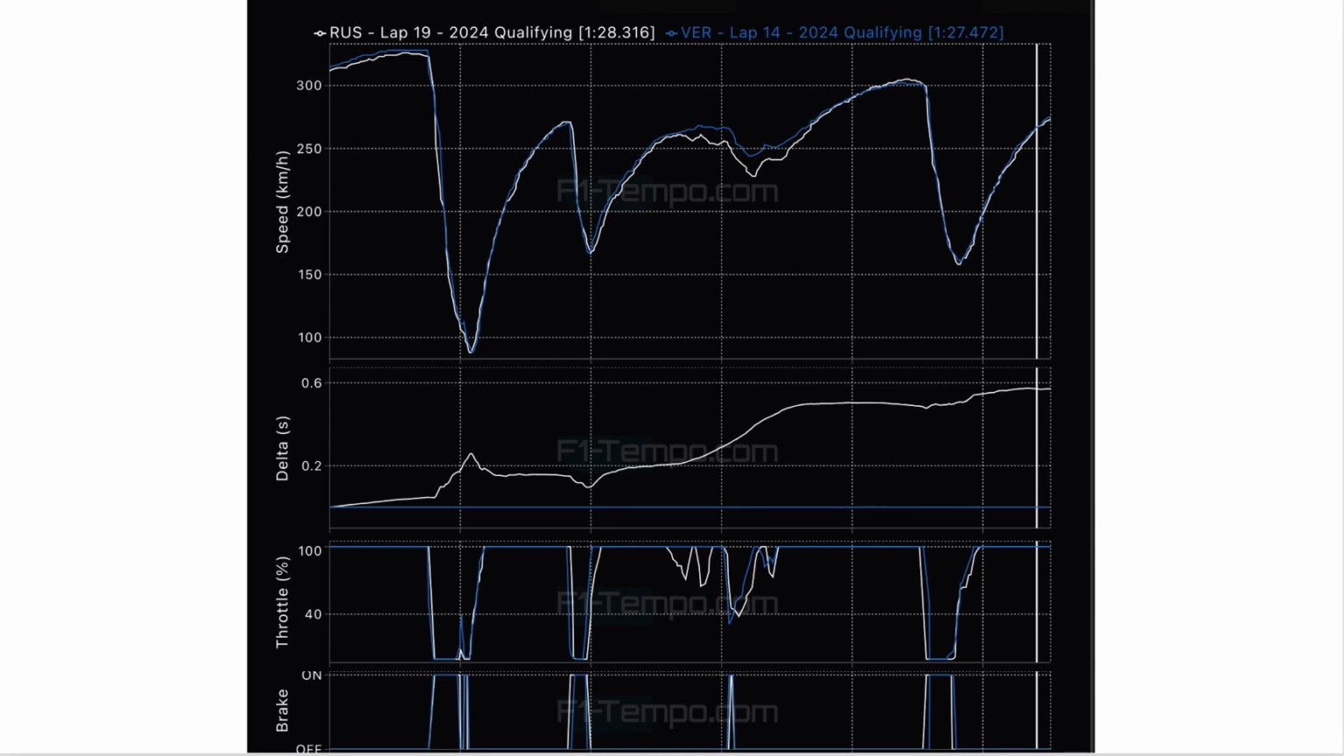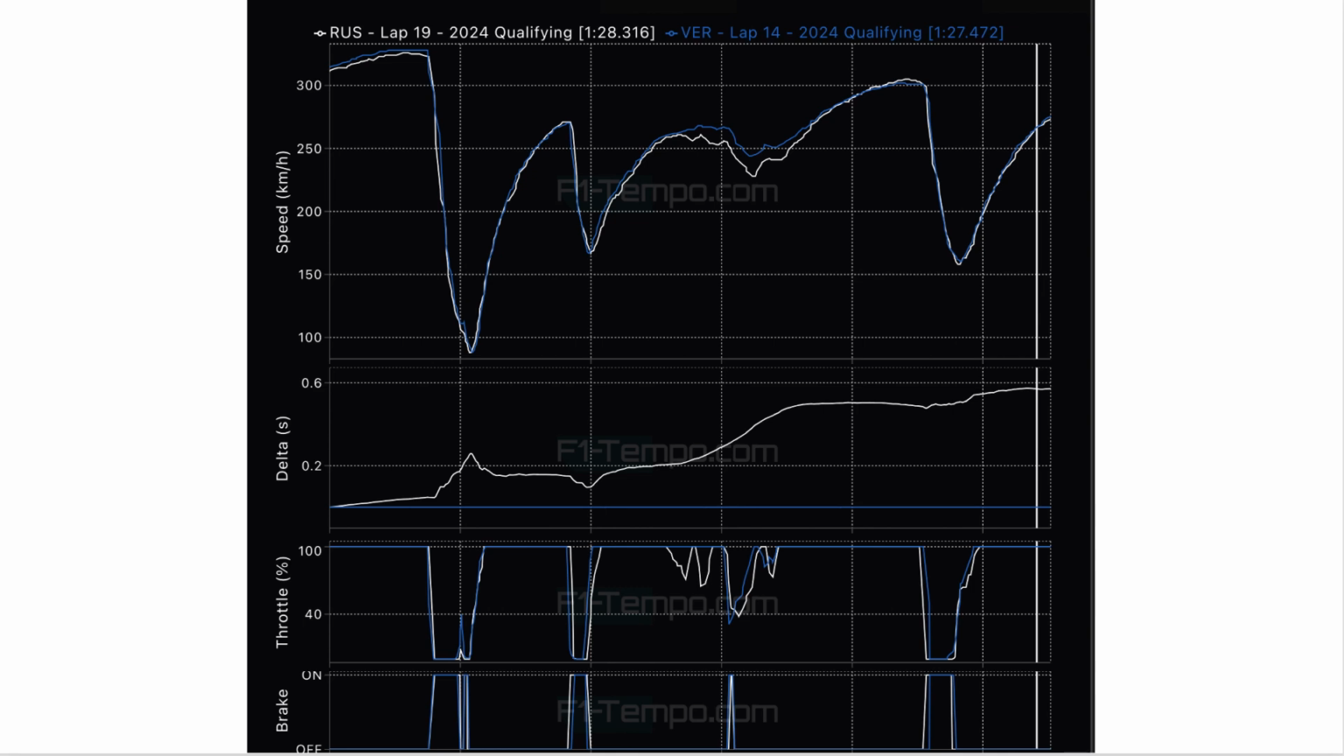Below that line, we have the throttle trace and the brake trace. The throttle trace tells us how much throttle each driver is applying. At the top is 100%, that's full throttle, and anything below that is not full throttle. The brake trace underneath shows that they're either braking or off the brakes. So top of the line, braking; bottom of the line, not braking. Clear? Cool. All right.